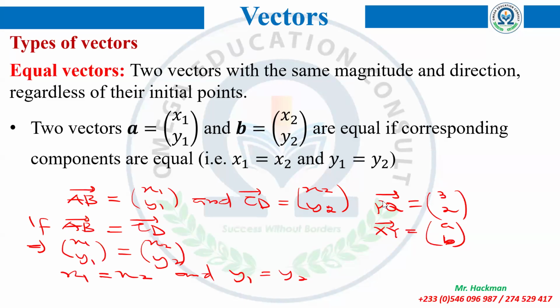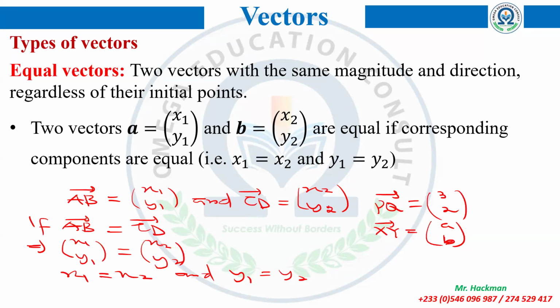For vector PQ to be equal to vector XY, A should be equal to 3 and B should be equal to 2. That's all. Other than that, they are not equal. You get the point? That's the only situation in which they could be equal.